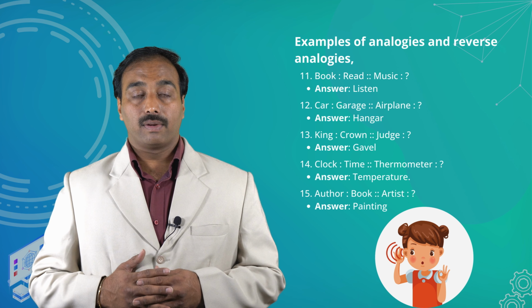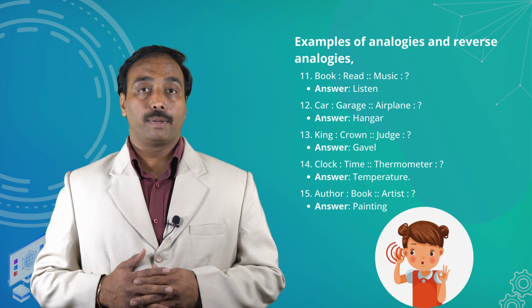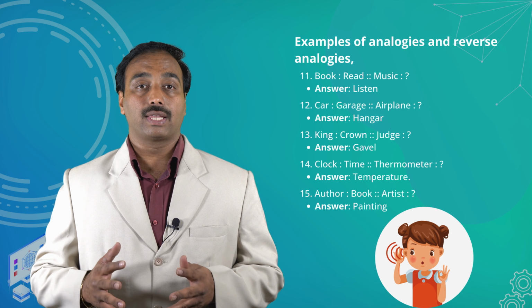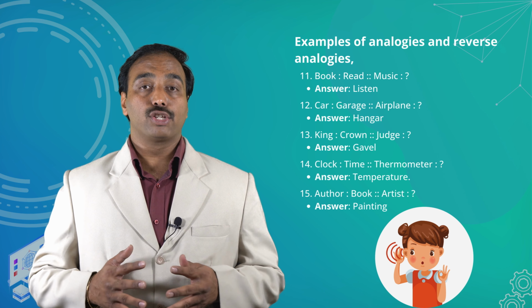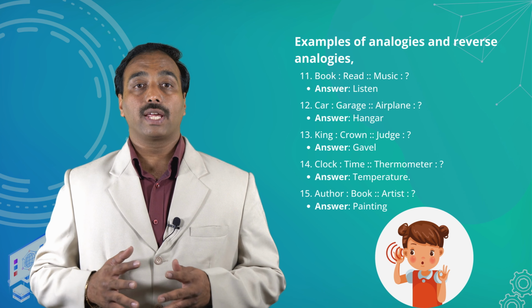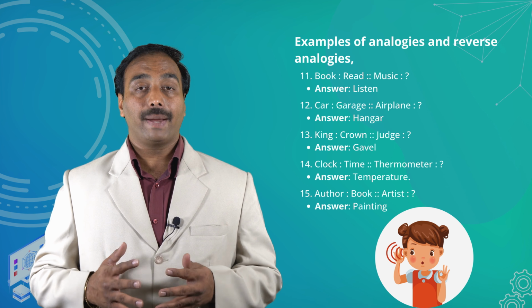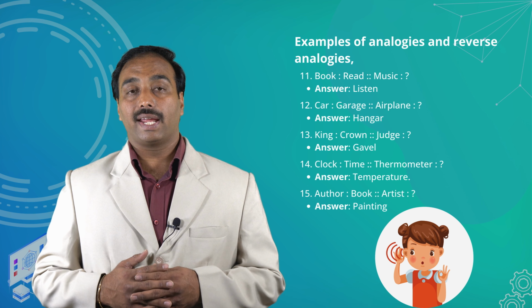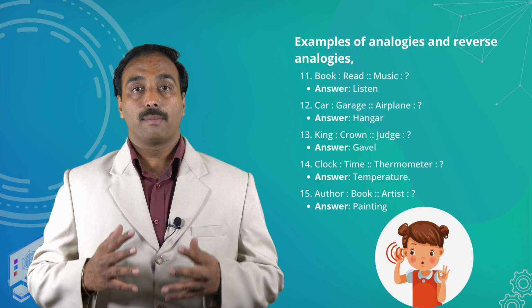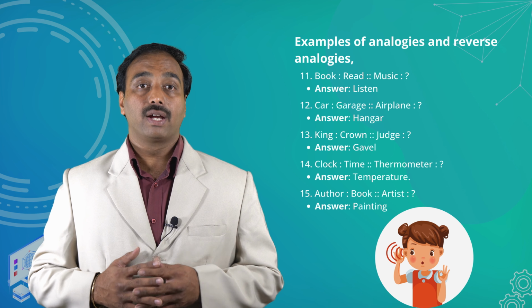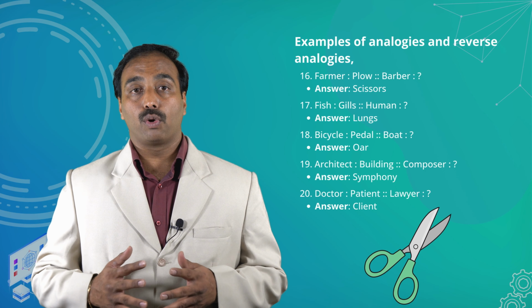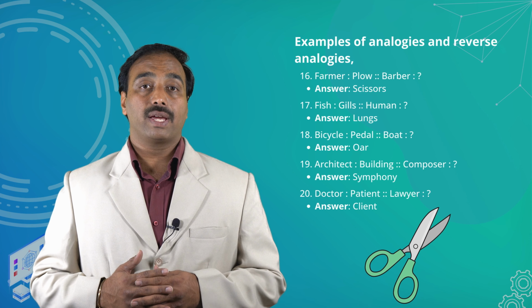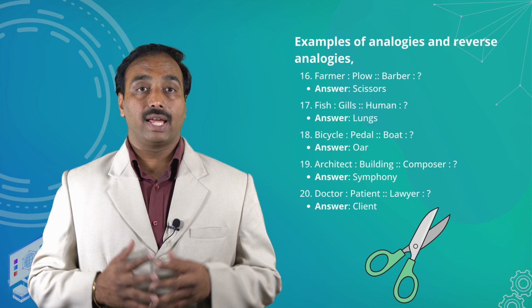Clock is to time, whereas thermometer is to temperature, because a clock measures time and a thermometer measures temperature. Both pairs describe instruments and what they measure. Author is to book, artist is to painting, because an author creates books and an artist creates paintings. Both pairs describe creators and their creations. Farmer is to plow, barber is to scissors, because a farmer uses a plow and a barber uses scissors. Both pairs describe professionals and their tools.